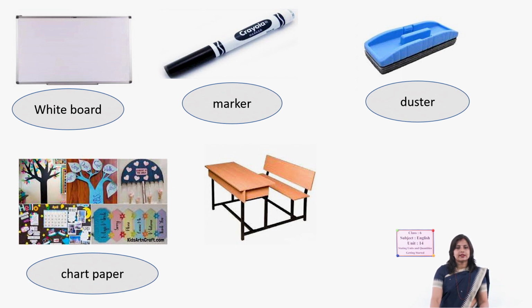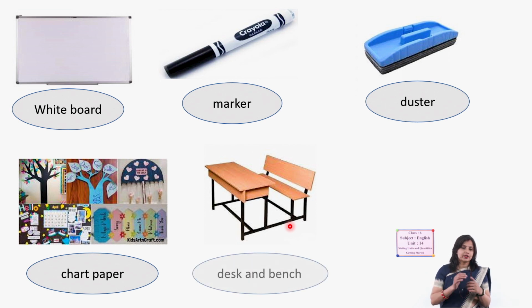Okay, now what is this? What are they? Very good, yes, how can you forget that? They are desks and bench. There used to be a time when the students had to sit on the floor. Now, you are very lucky that you do not have to sit on the floor. You have a very well furnished desk and bench. They are used for sitting. You sit there, you keep your books over there. Otherwise, it would have been so difficult, isn't it?